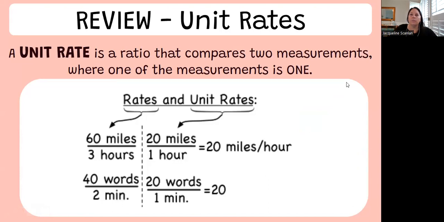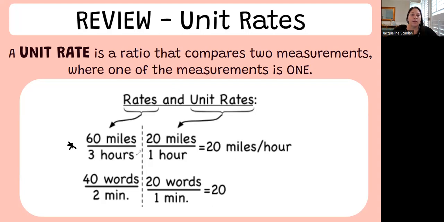So just to review, a unit rate is a ratio that compares two measurements, and one of those measurements has to be the number 1. If you look at the illustration, you can see that a rate might be something like 60 miles in 3 hours. That's comparing miles to hours. A unit rate would be simplifying that 60 miles in 3 hours to 20 miles in 1 hour, and we would say that as 20 miles per hour.